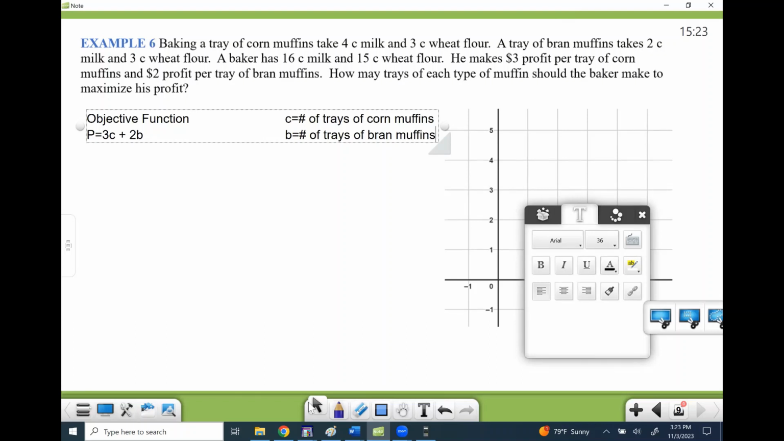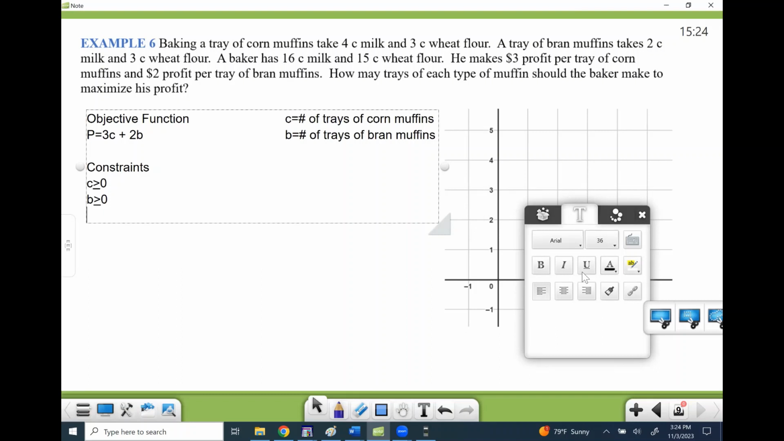All right. Now let's get our constraints or feasible region. Some things that we know: the number of trays of corn muffins can't be negative, so the corn muffins has to be greater than or equal to 0. The same is true about the bran muffins. You can't have a negative amount of bran muffins, so that also has to be greater than or equal to 0. Now let's get the 2 more complicated equations from this.